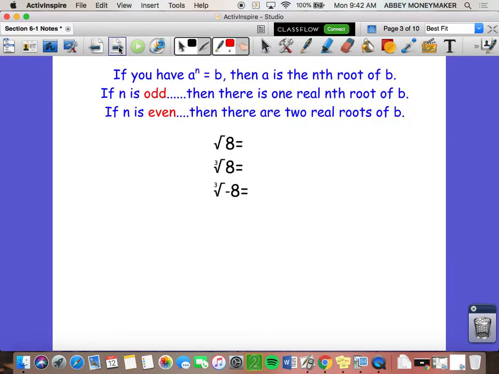All right, so let's see how this would play out here, okay? Going back to whether your index is odd or even. So on this first one here, I'm taking the square root of 8. How do I know I'm taking the square root? There's an understood 2 for my index there. If there is no index present, you know you are taking the square root. So the square root of 8 breaks down into the square root of 4 times the square root of 2. So that gives me 2 square roots of 2.